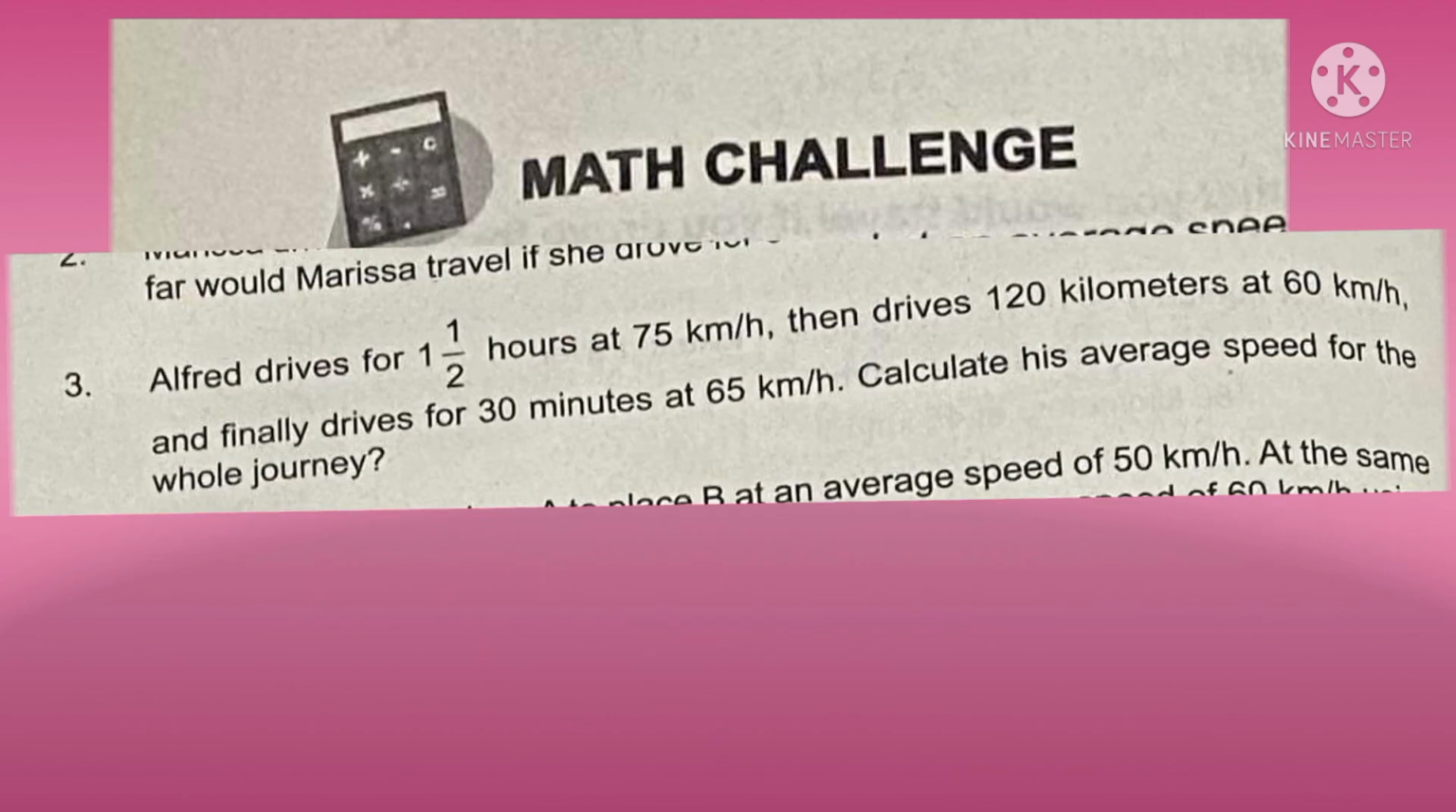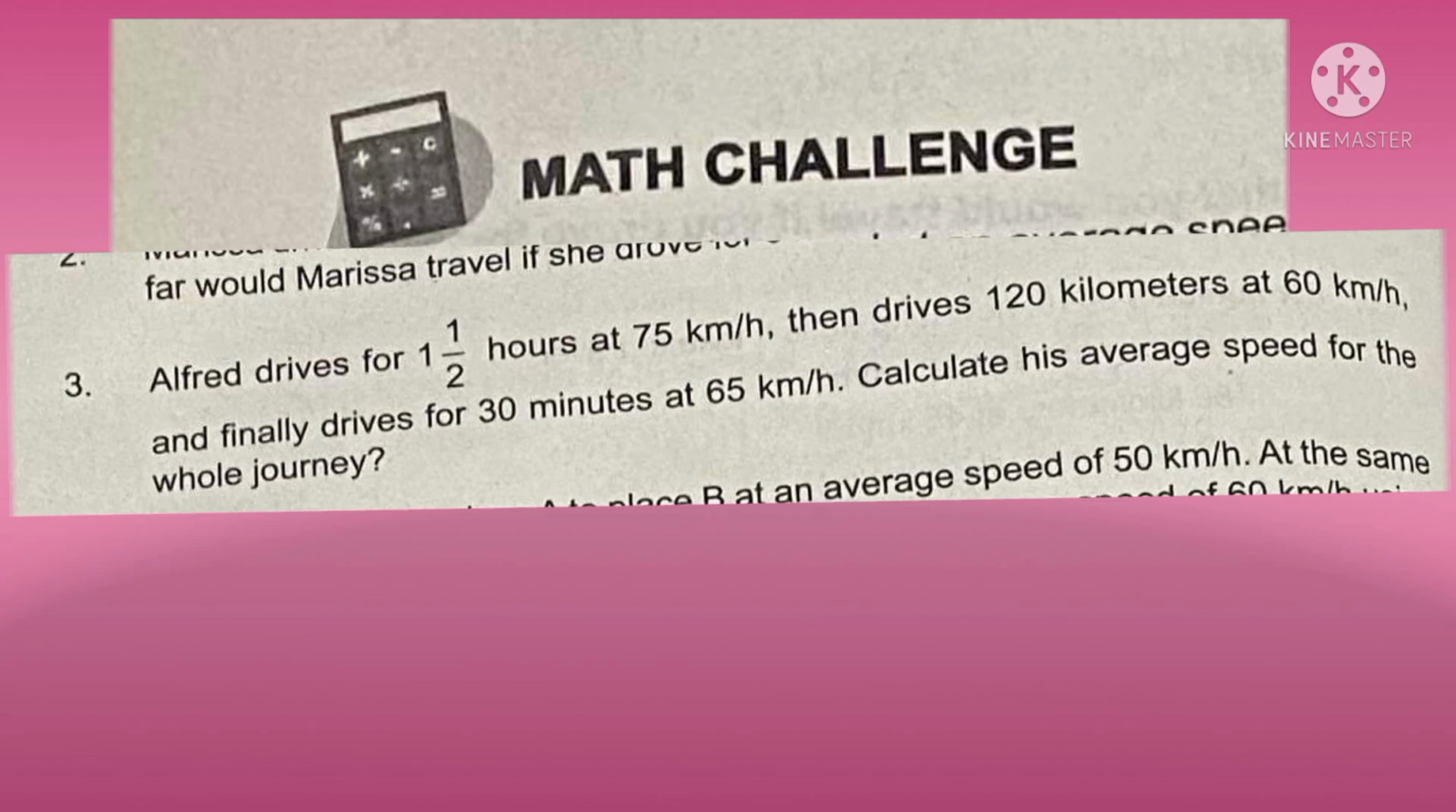Math challenge number 3. Alfred drives for 1.5 hours at 75 km per hour, then drives 120 kilometers at 60 km per hour, and finally drives for 30 minutes at 65 km per hour. Calculate his average speed for the whole journey. Let's analyze and understand what is being asked. What is the average speed for the whole journey? And what are the given facts?